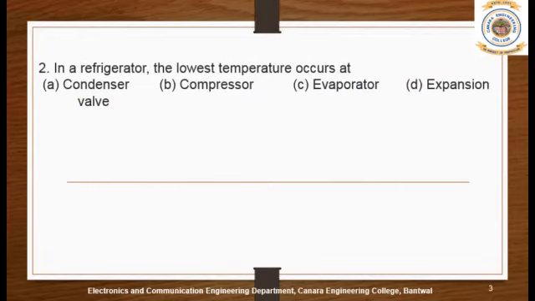In a refrigerator, the lowest temperature occurs at the evaporator. This is the element where the temperature is very low compared to the compressor and the condenser. So, it's the evaporator.